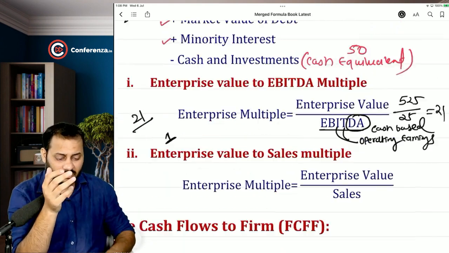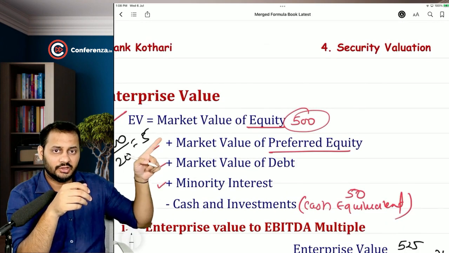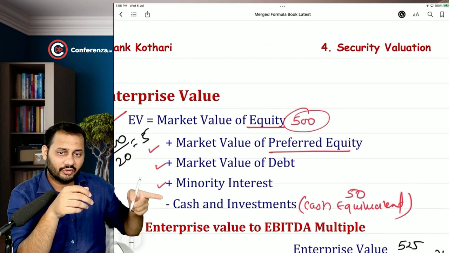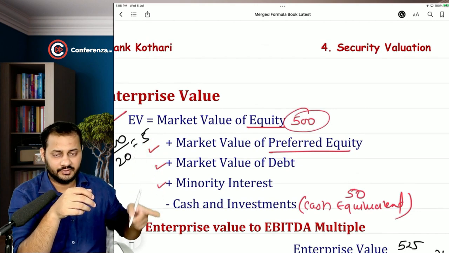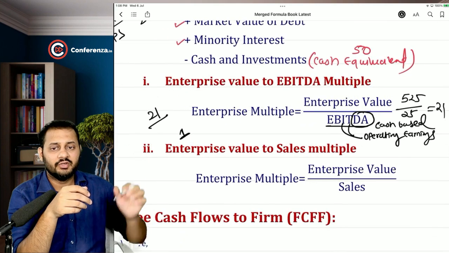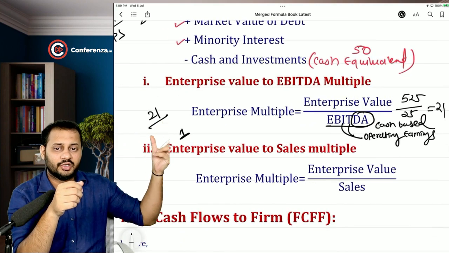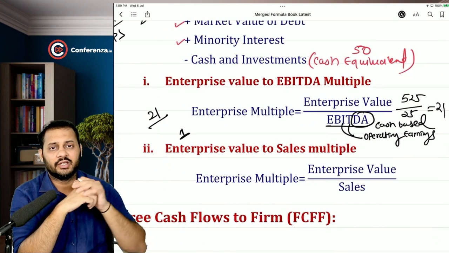Market price will be only the equity value. But ultimately what is going to cost us is this adjustment in the equity value. So that's why we will say the net cost to earn 1 rupee of the EBITDA will be 21 rupees.